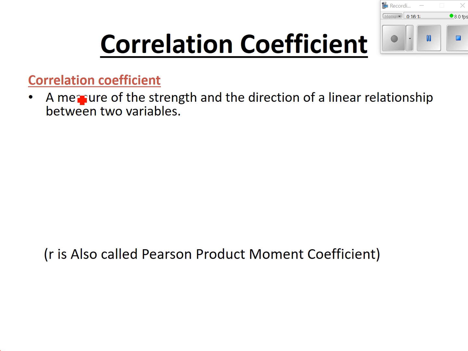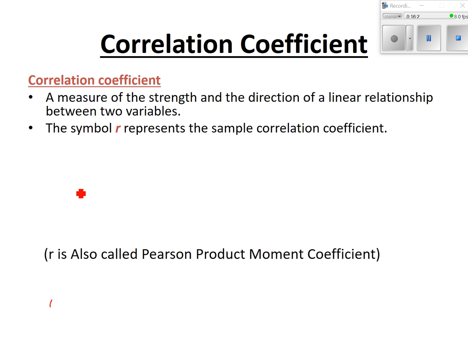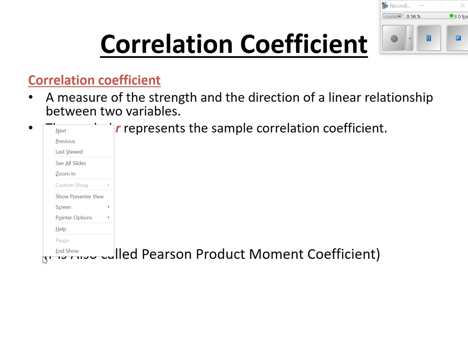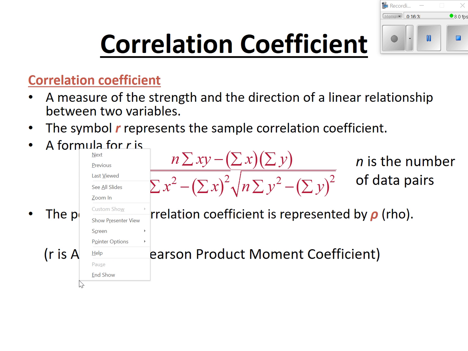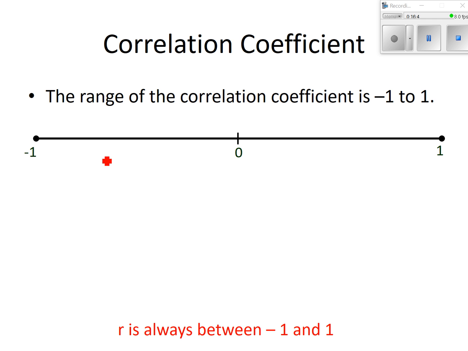The correlation coefficient is also called the Pearson product moment coefficient, and that's the R. It has a lot of different names. We're not going to talk a whole lot about it today, and this is the formula, and we're going to come back to this. We're not going to deal with the R right now. We'll come back to it. But I will talk about the range. The range of the correlation coefficient always has to be between -1 and 1. So when you're dealing with your correlation coefficient, it's always going to be between -1 and 1.